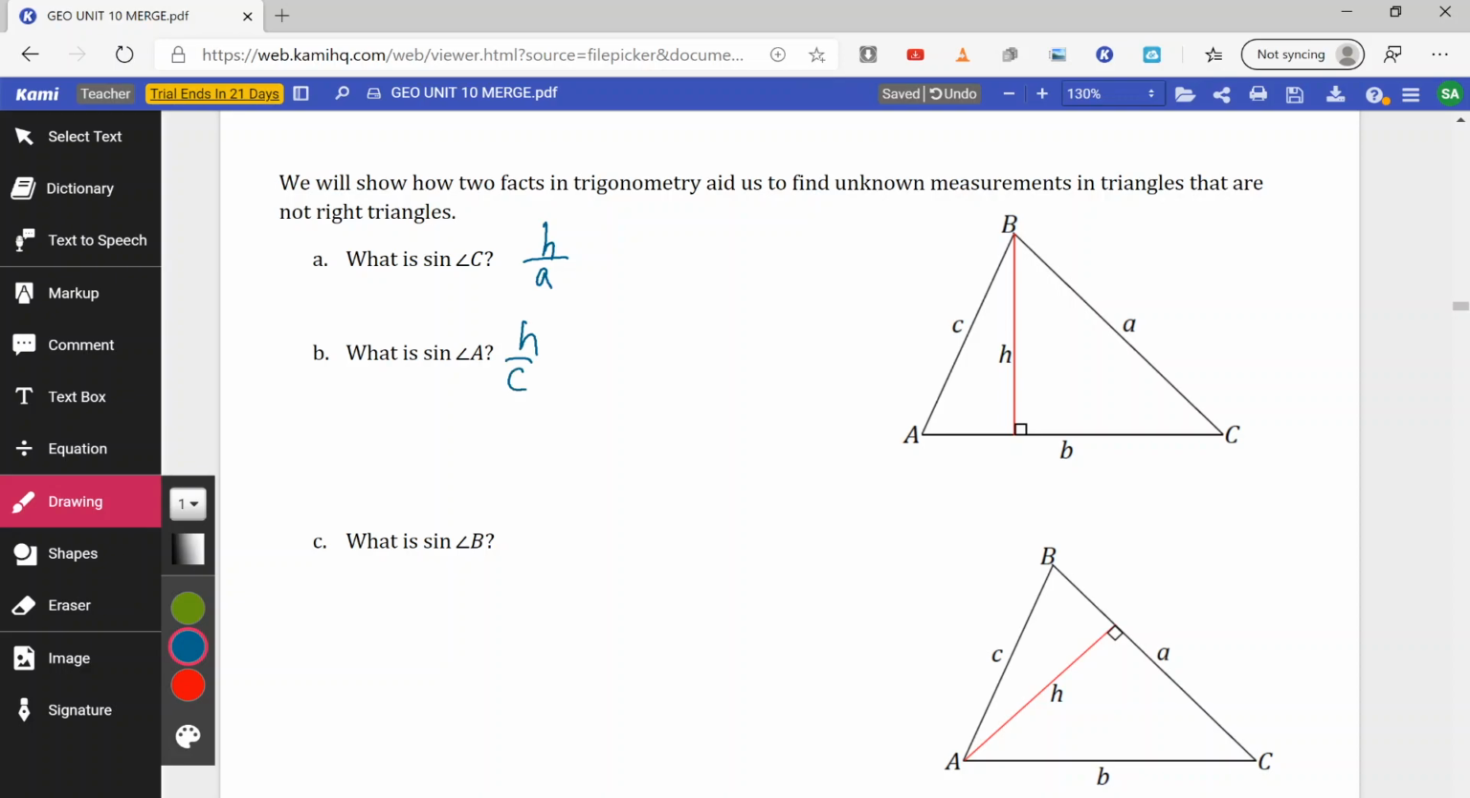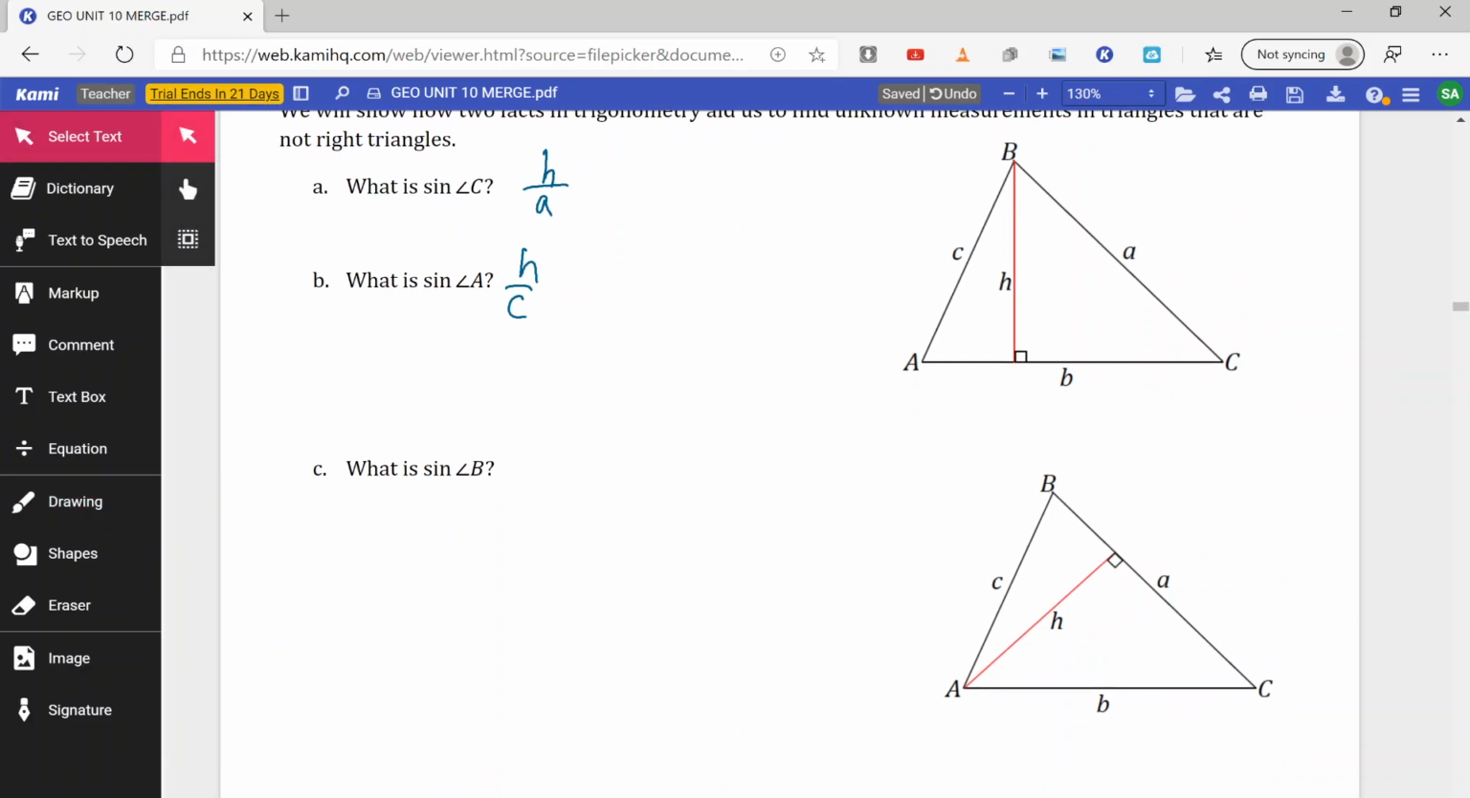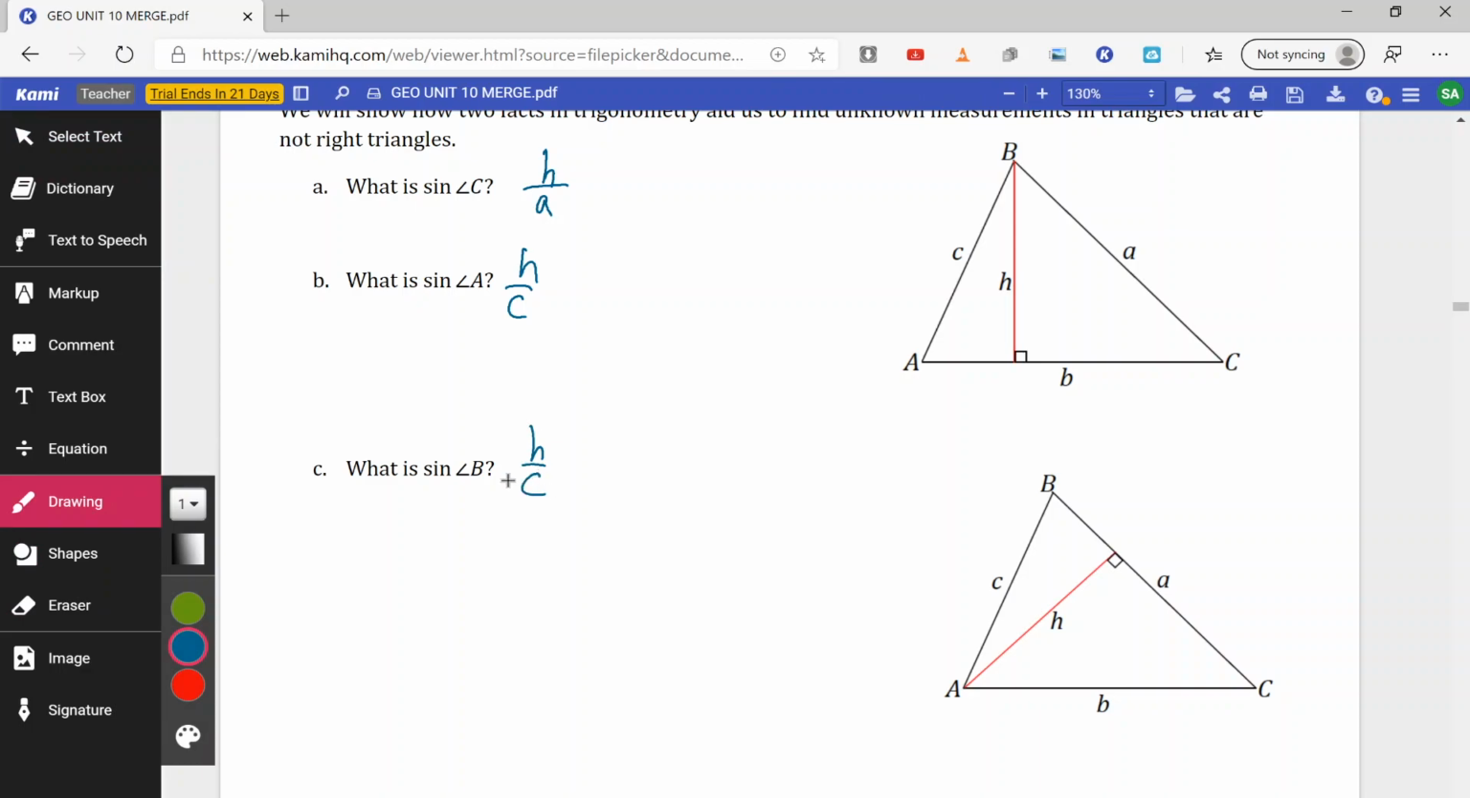So there is the measures of sine angle C and sine of angle A. Now, this triangle down here, what is the sine of angle B? Well, again, we drew height with a right triangle, so we have a right triangle here, opposite over hypotenuse, so h over c. So notice that it's all pretty much equal, h over c, and then we have a slight difference with angle C due to h over a.